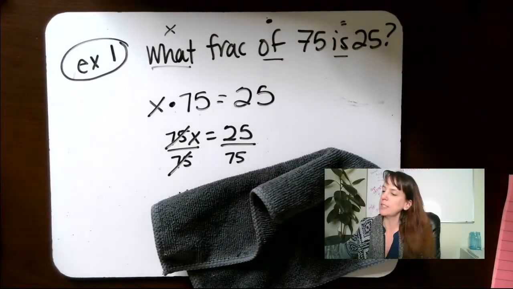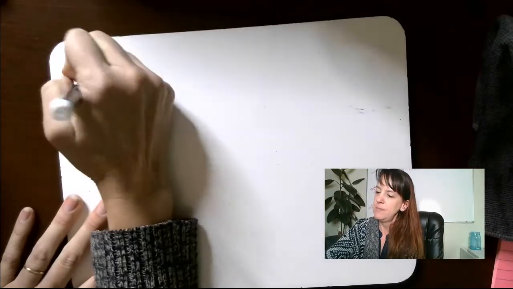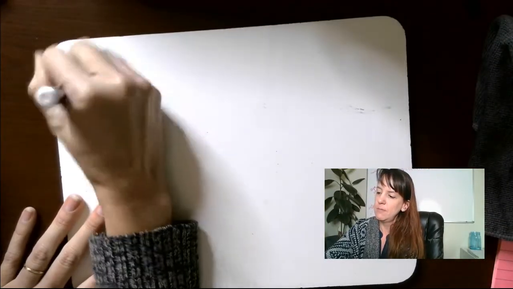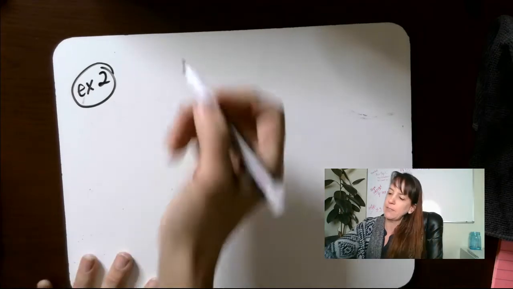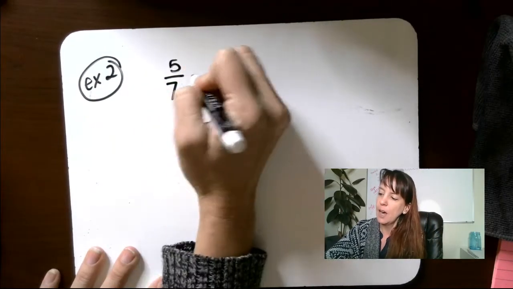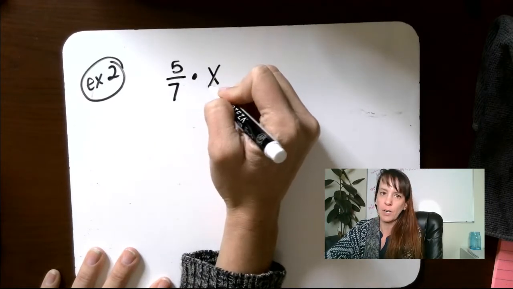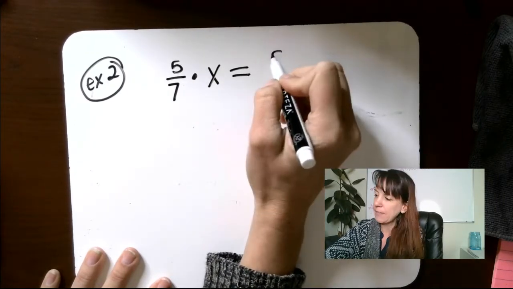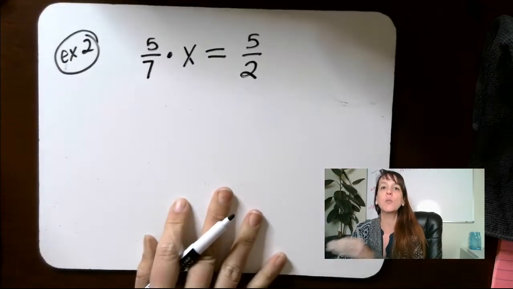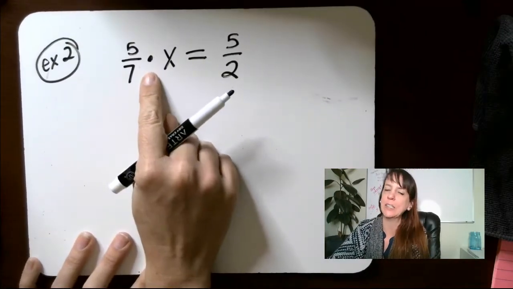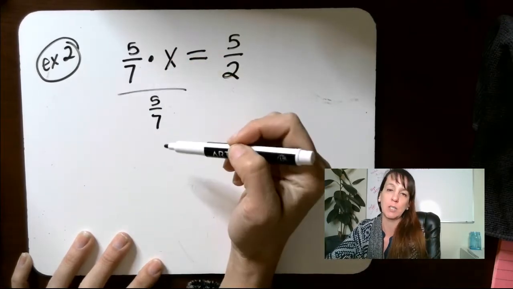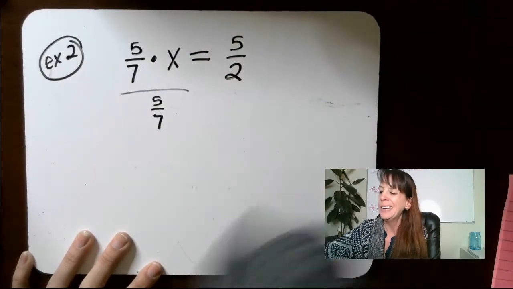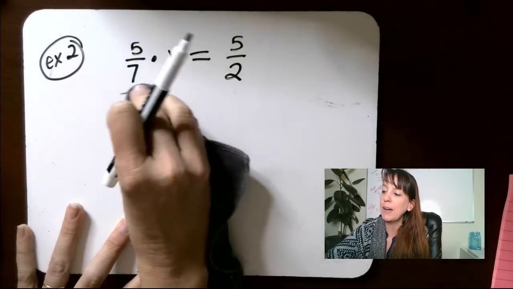Okay, let's take a look at some of these other ones. Example number 2. For example number 2, 5/7 of what number is 5/2? So 5/7 of what number is 5/2? All right, guys, so when we're multiplying here, the opposite of multiply is divide. But if I do that, I'm dividing by what's called a complex fraction, or a wonky looking fraction. We're dividing fraction by fraction, and we never divide fractions.